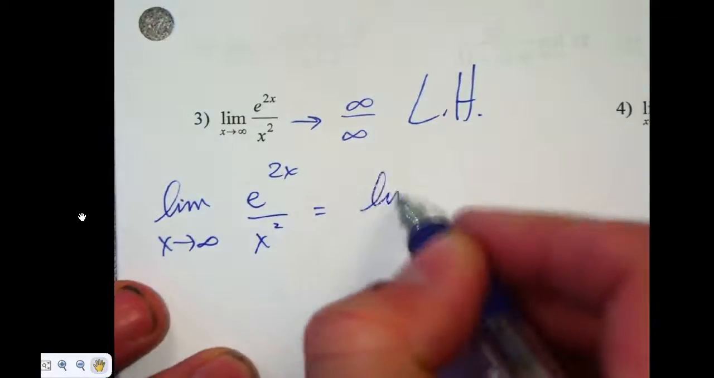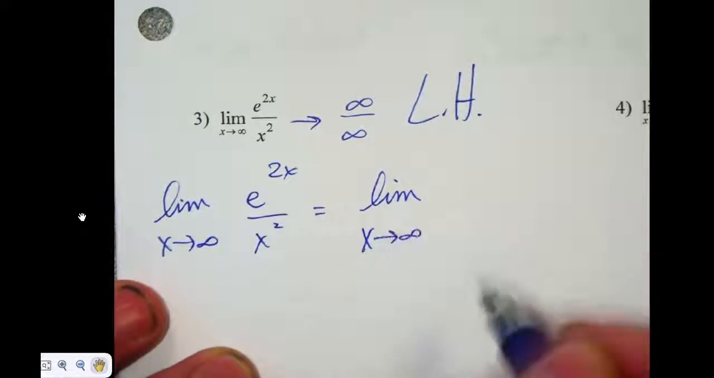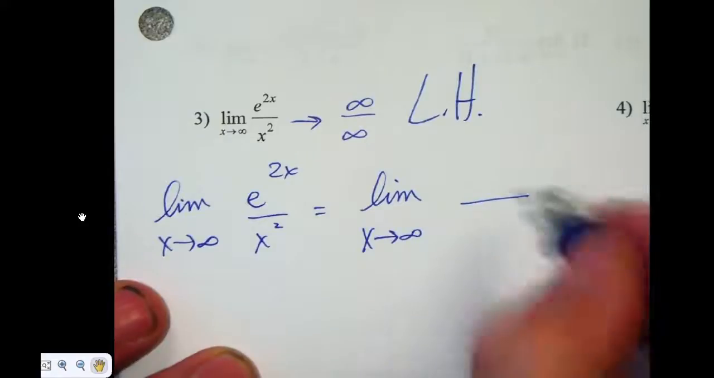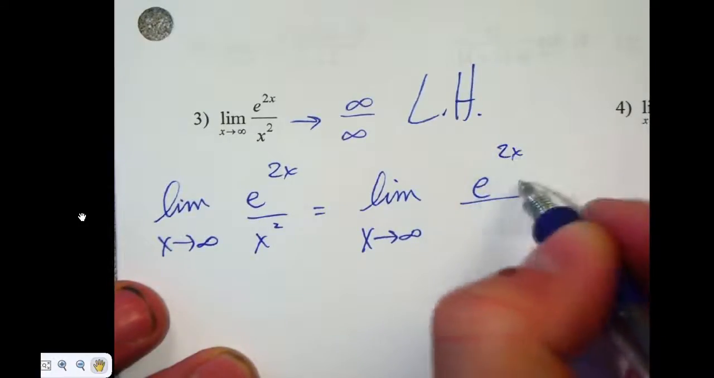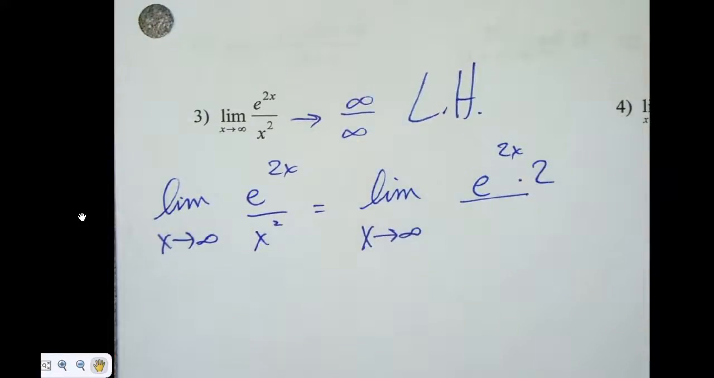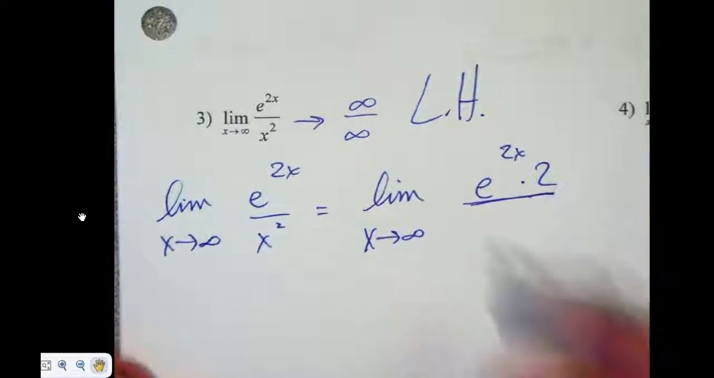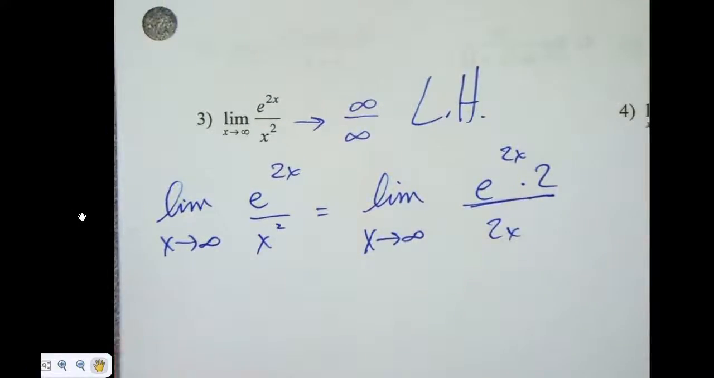The limit is going to be equal to the limit as x approaches infinity. Okay, now I'm going to take two separate derivatives. What's the derivative of e to the 2x? That's e to the 2x times 2, or 2e to the 2x. What's the derivative of the bottom? 2x.